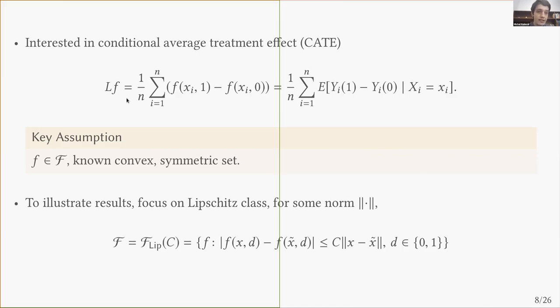Now, the key assumption in our setting is that I know the parameter space for F. So for instance, if I know that the conditional mean has bounded derivatives, so it's Lipschitz, so that if I take a difference between F of X and F of tilde X, the difference between them is going to be bounded by some constant, which is known to me, times the distance between x and x tilde. So that's going to be the key assumption. And I'm going to assume that this set script F, this parameter space for the conditional mean, is convex and symmetric.